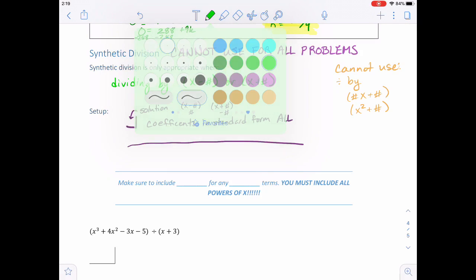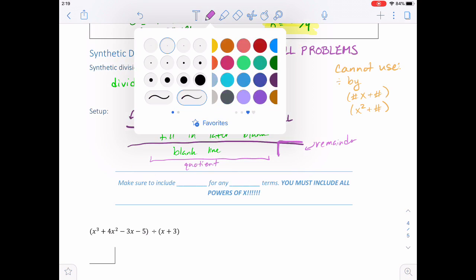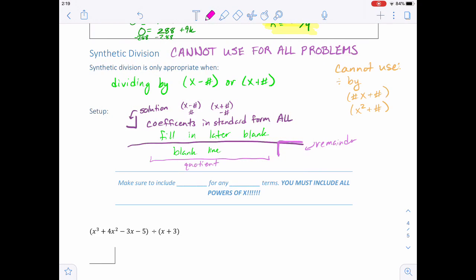Then we are going to fill in this bit later, so we just leave it blank, like a blank line. And then at the very end, we have a little box under our last term, and in here will go our remainder. And this will end up being the quotient. It's going to make more sense when we see it set up. But one thing to remember is that we have to include all of the powers of x. So if we're missing something, we need to make sure that we include 0 for any missing terms. We need to keep track of things that aren't there.